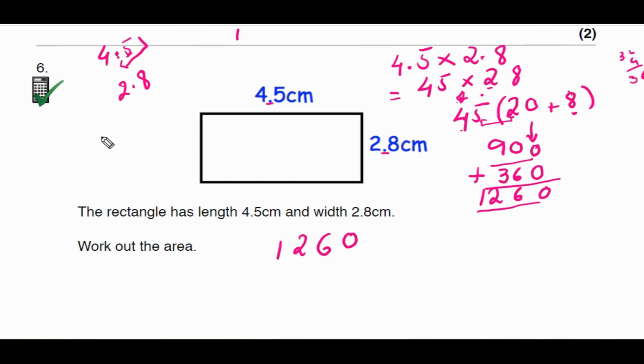So you will write over here one decimal place, and then starting from your right going towards your left, how many dashes are there? Only one. So 1 plus 1 means 2 dashes. You have to move in your answer from right to left. Starting from right, moving towards left, how many dashes? 1, 2, and put your decimal over here. So this is your answer now, 12.60 centimeter squared.